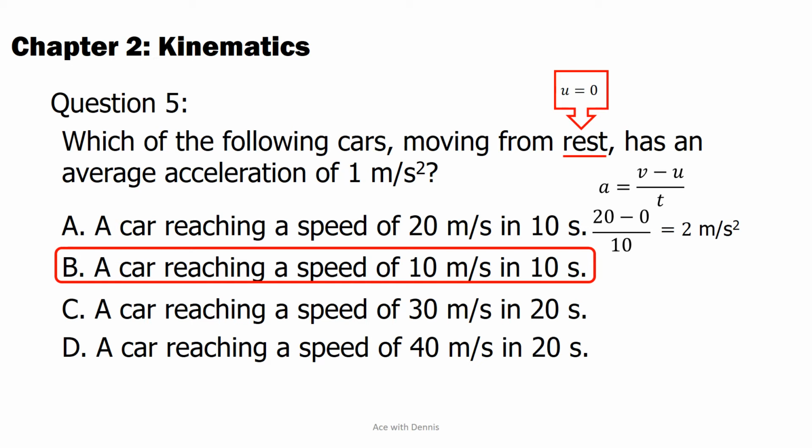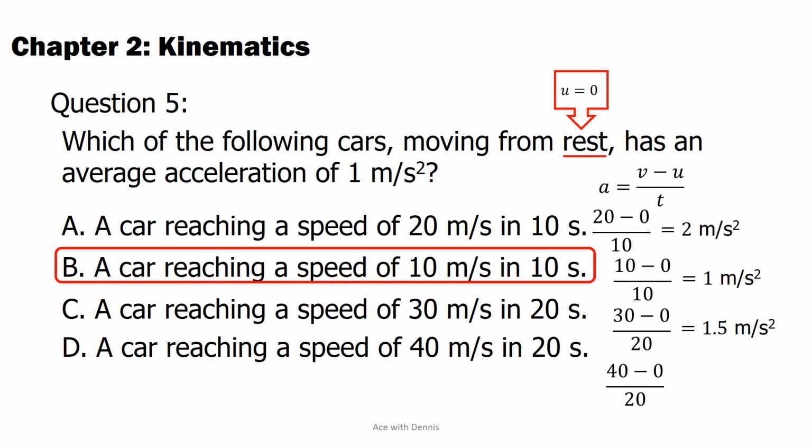For B, acceleration is 10 minus 0 divided by 10 seconds. The result is 1 meter per second square. For C, acceleration is 30 minus 0 divided by 20 seconds. The result is 1.5 meters per second square. For D, acceleration is 40 minus 0 divided by 20 seconds. The result is 2 meters per second square.